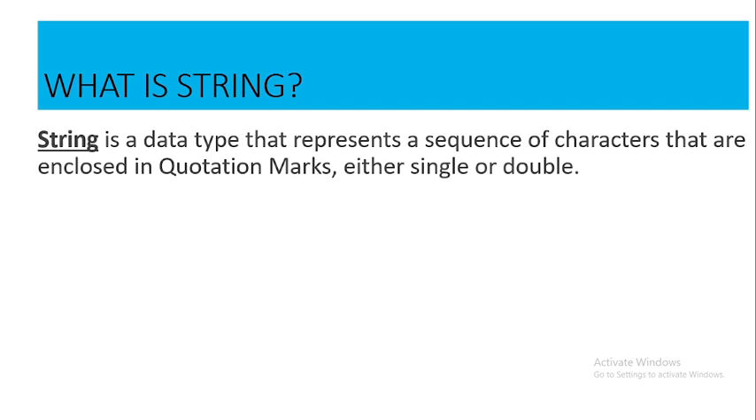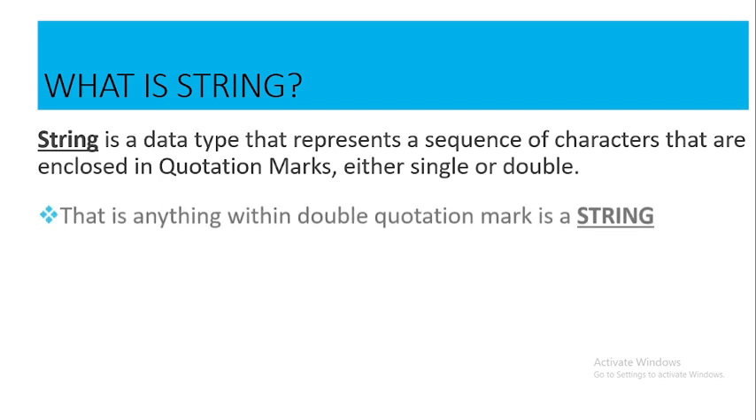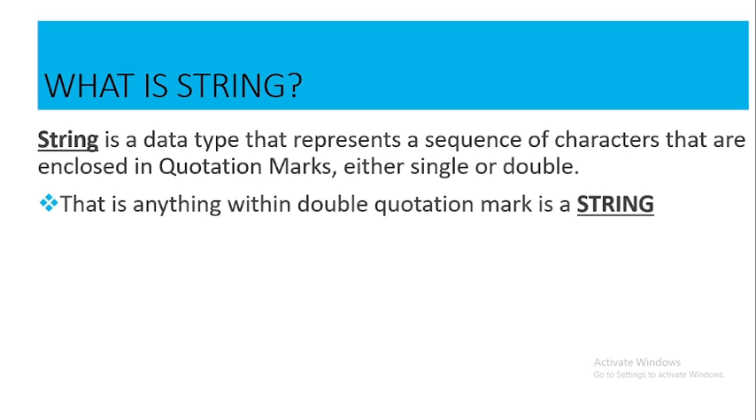And the quotation marks could either be single quotation mark or double quotation mark. So in simple terms, we say that anything within double quotation mark is a string. And then moving forward, we shall look at why we say that anything within double quotation mark is a string.